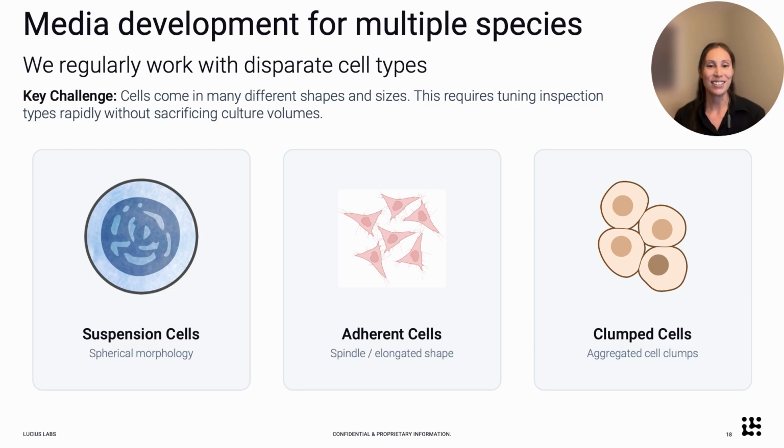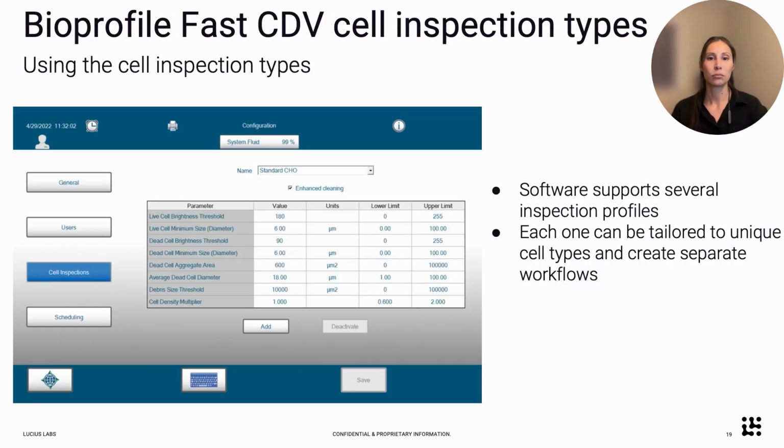Highlighting here, suspension cells, of course, have very nice spherical morphology. Adherent cells, when they're spindle and elongated, tend to take on a different shape when they're being imaged. And then, as well as clump cells. These, of course, are very hard to accurately count because it's hard to see how many cells there exactly are in the clump. So how do we enable accurately counting each of these different types?